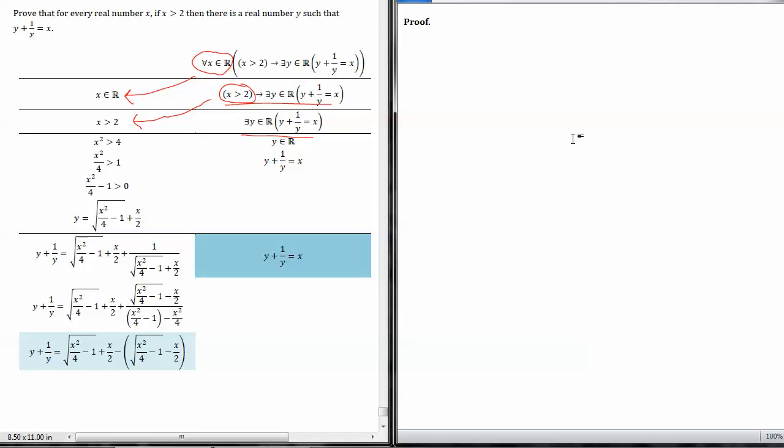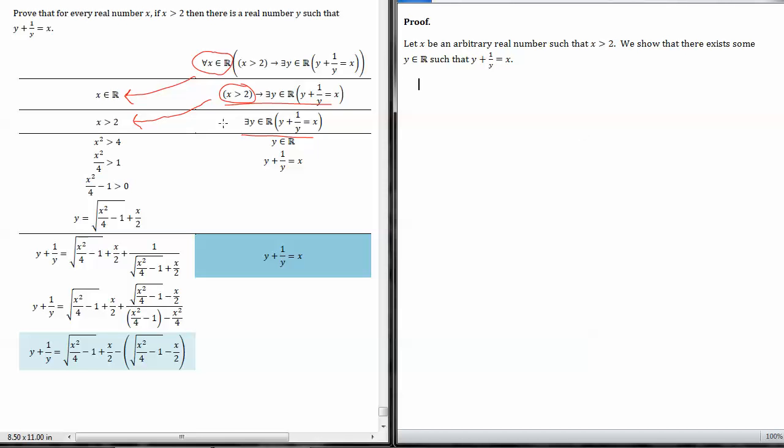So here's how we can write those at the same time. We'll say let x be an arbitrary real number, okay, but not any arbitrary real number. Arbitrary real number is such that x is greater than 2. Okay, and then we're going to show that there exists some y in the real numbers such that y plus 1 over y equals x.